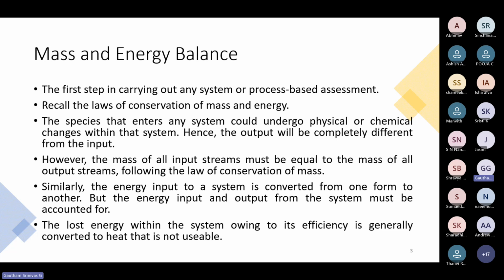Let us say a species enters a system. Let's take, for example, the combustion of carbon. What are the reactants here? Combustion of carbon alone. Carbon and oxygen, or air. So carbon and oxygen enter the system. They undergo a transformation, and out comes heat and carbon dioxide.